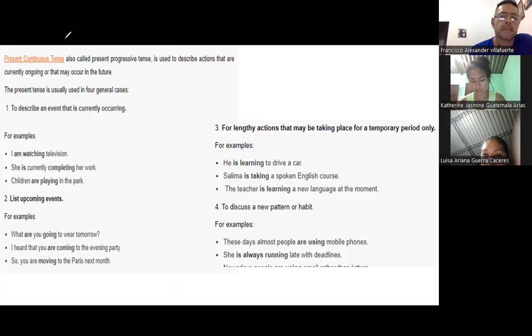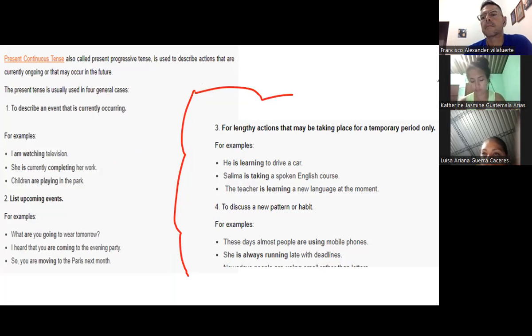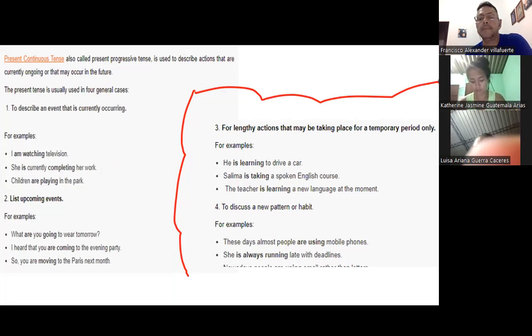And also, we can check the third rule. The third and the fourth. Who wants to help me to read this rule? A volunteer. Me? Thank you. Okay, number three.